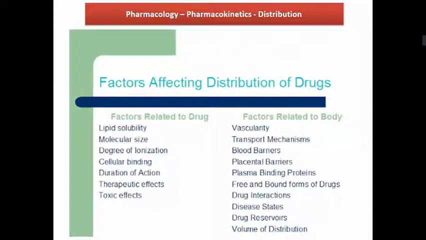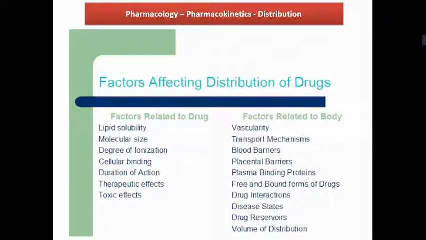Factors relating to the body, we have vascularity. So this will tell us about the blood flow to that organ. So I think I have mentioned it yesterday. So between your bone and your brain, there is more blood supply to your brain. So there is a greater tendency for the drug to go to your liver and these vital organs. Transport mechanisms. So where there are receptors, of course, it is easier for the drug to enter.